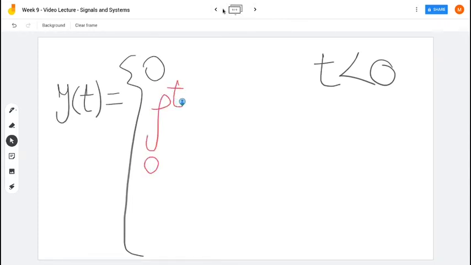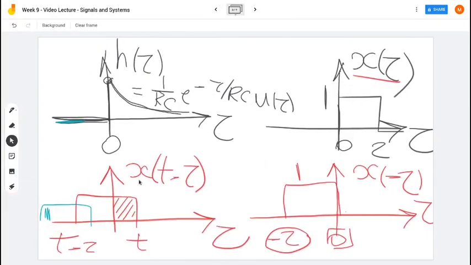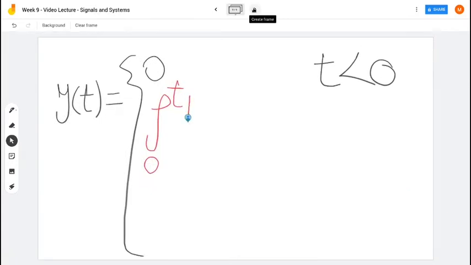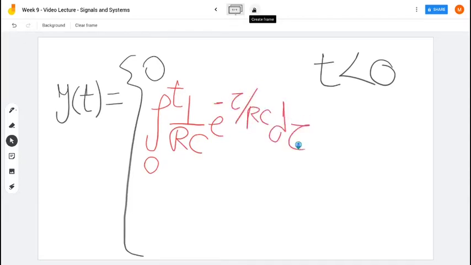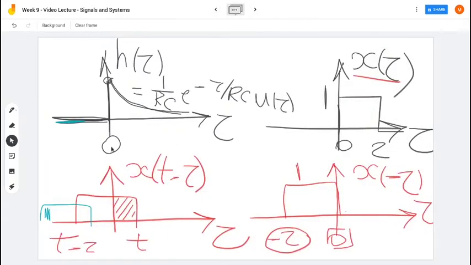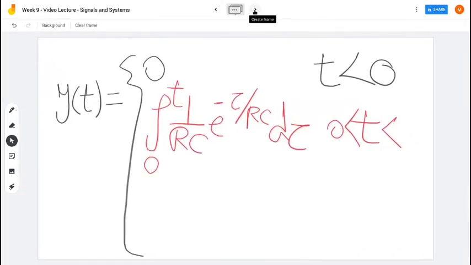What is being integrated over here? We're integrating h of tau times x of t minus tau. X of t minus tau has a height of 1, and h of tau is 1 over RC e to the negative tau over RC. So we're simply integrating 1 over RC e to the negative tau over RC d tau. And this would be true if t is larger than 0 and t minus 2 less than 0, which is basically t less than 2.